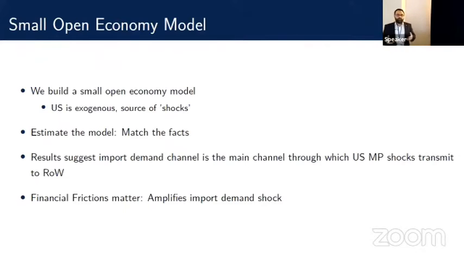Now, what we are going to do is to build a small open economy model in which the US is going to be an exogenous block. We are going to take the US VAR that I showed you and just insert it into our model, with 3 variables: US interest rates, US GDP, US inflation. We are going to put this VAR into our model as an exogenous block. And then we are going to estimate this model for EMEs and advanced economies. And we are going to try to match these facts.